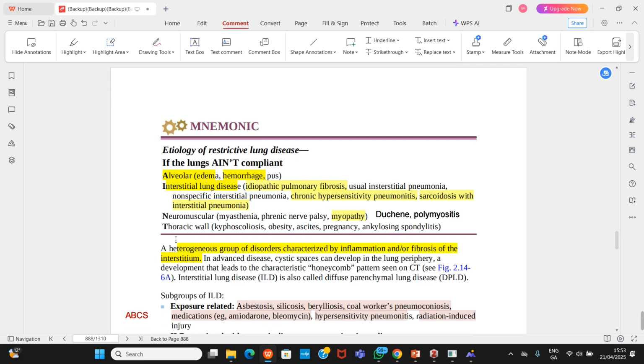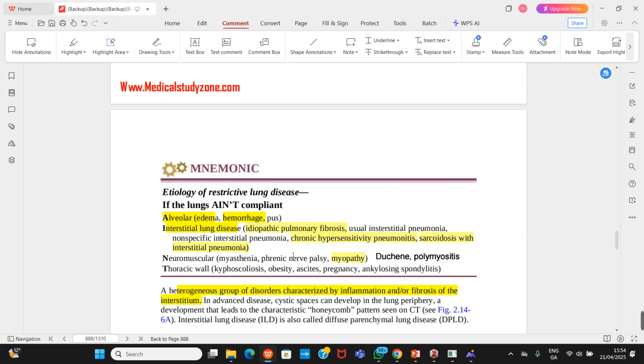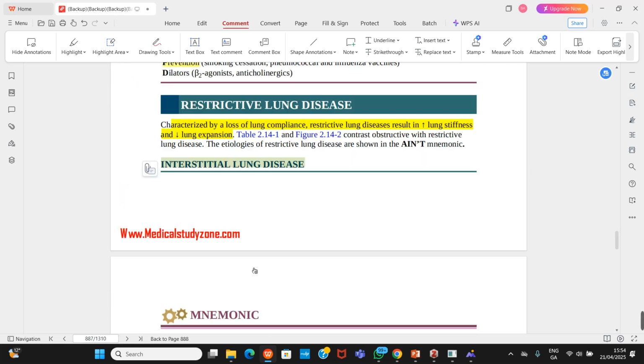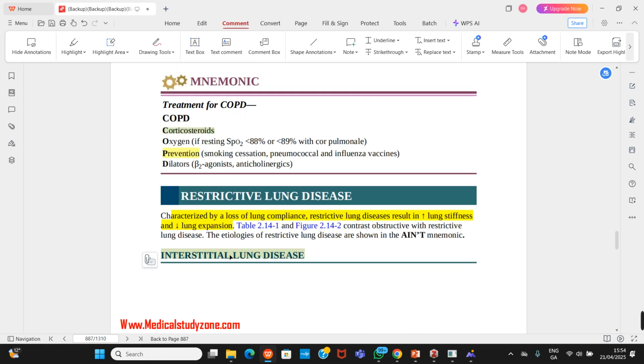Then the last is the T, which is the thoracic wall. So kyphoscoliosis also impairs expansion of the airway, obesity, too much fat, ascites, pregnancy, ankylosing spondylitis. But the one we are talking about in this chapter is basically interstitial lung disease. What is common to all of them is inflammation and fibrosis of the interstitium. So that's like the lung parenchyma. When there's inflammation and fibrosis of the lung parenchyma, you have interstitial lung disease.